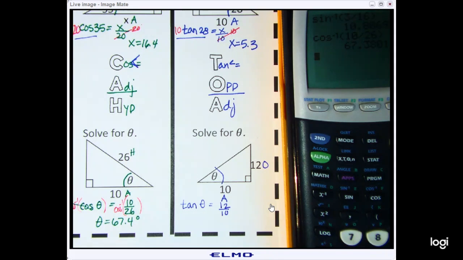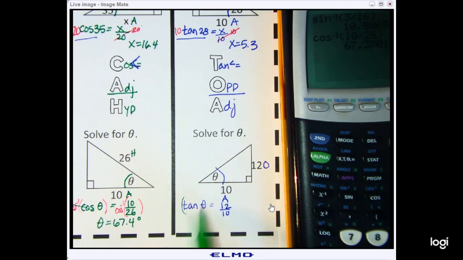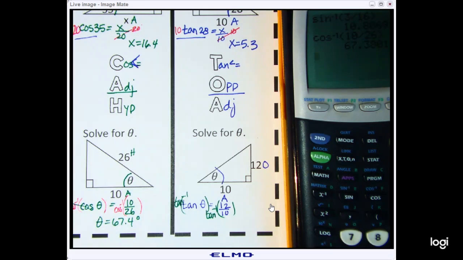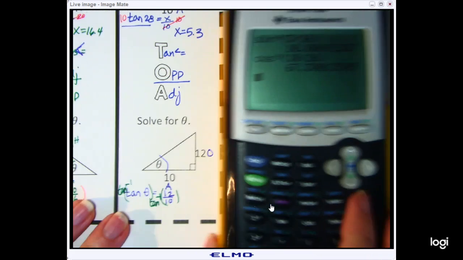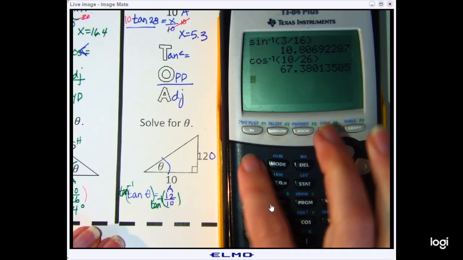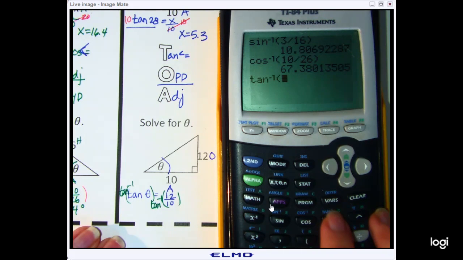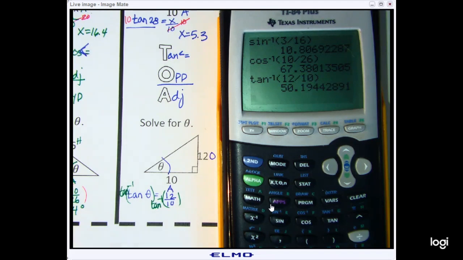I want to get theta alone, so I need to get rid of tangent, which means I'll be using inverse tangent. Grab my calculator. Second tangent gives me the inverse tangent of 12 divided by 10, 50.2. Theta equals 50.2.